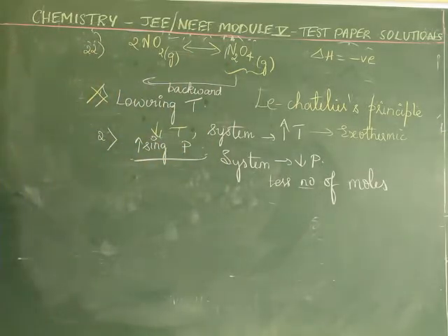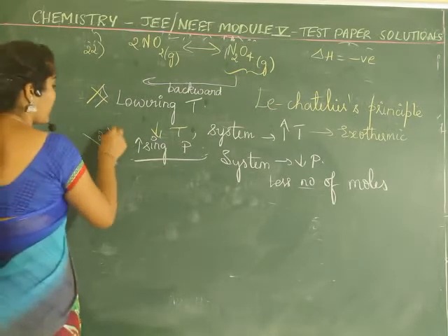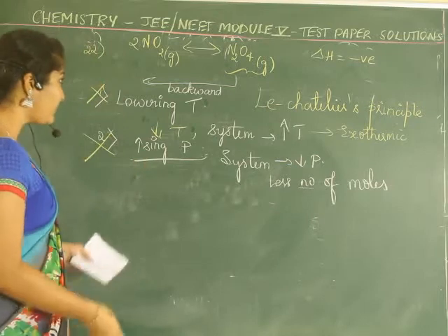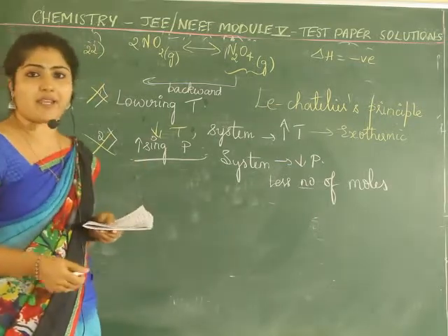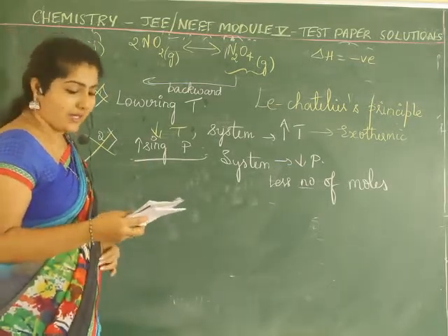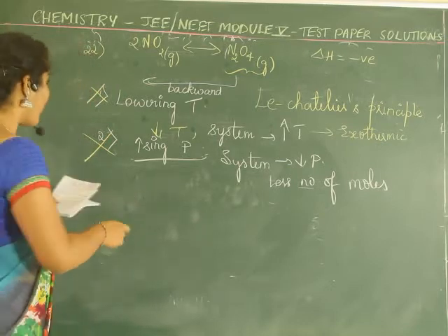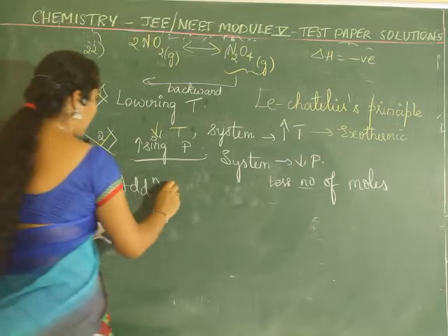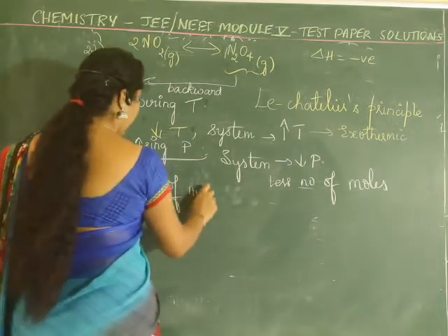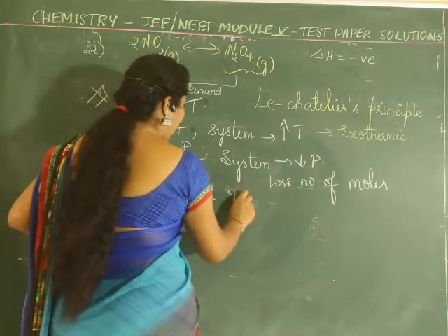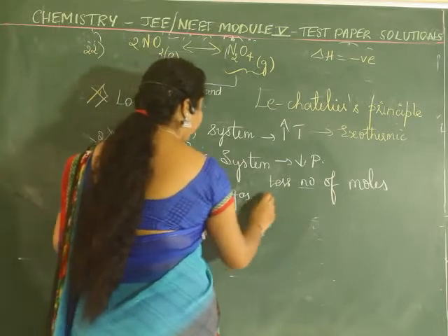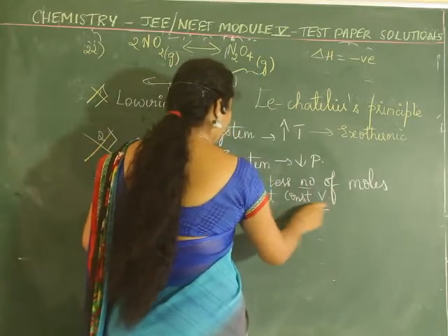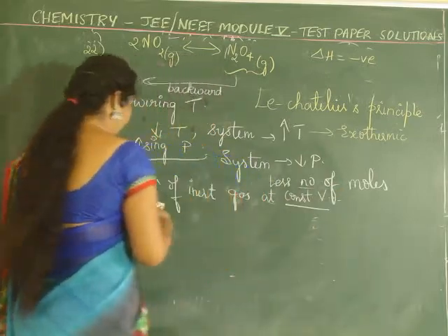So what does that mean? Again, the second option is not what we are looking for. We want to know in which direction, that is the backward direction, the reaction can take place. The third option is addition of inert gas at constant volume. At constant volume, isn't it?